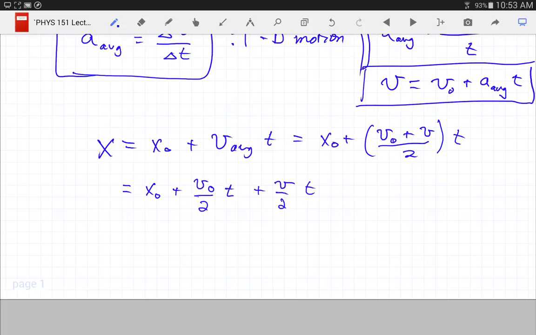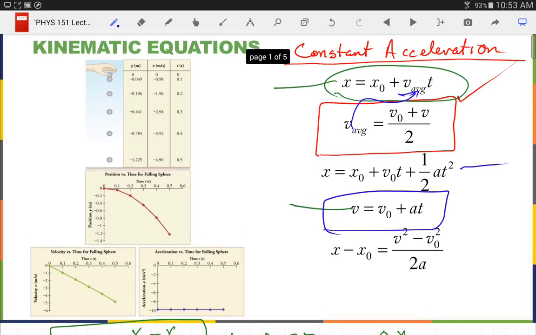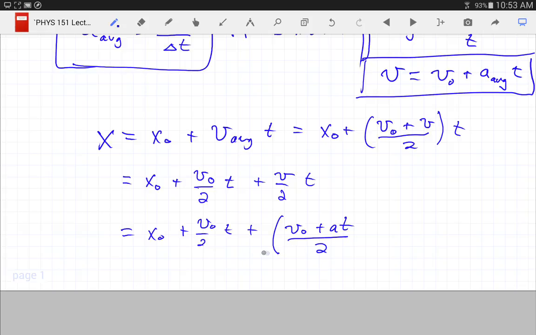Right? But then if we look at the equation for speed as a function of time, this equation, to put that one in as well, I forgot to put the 1/2 there. Now, did I do that right? No. No, there's only 1/2. I was right. So here I substitute for V, I put V0 plus AT.